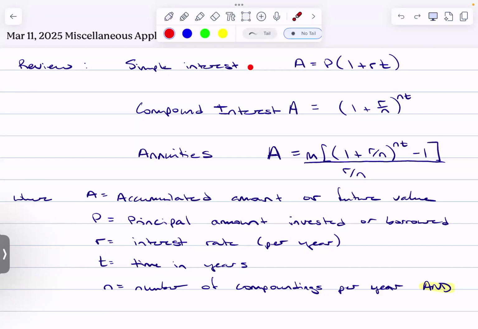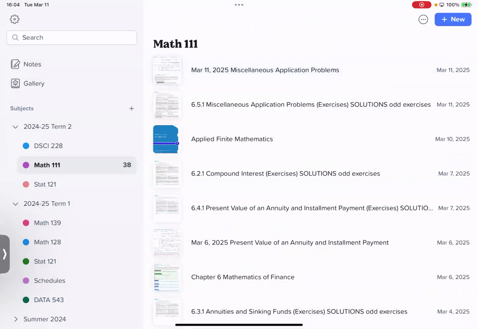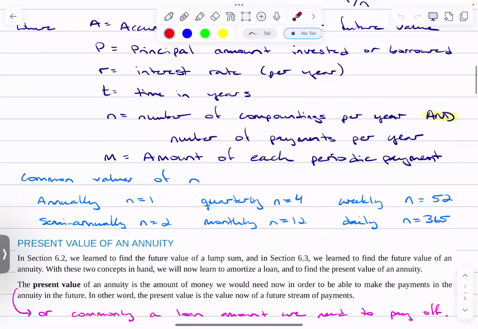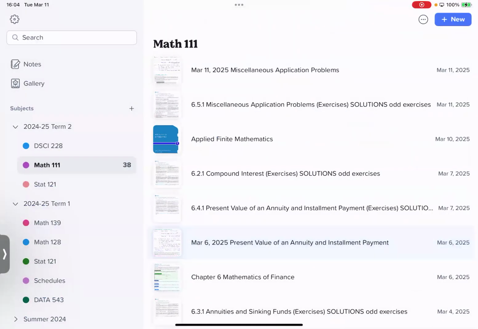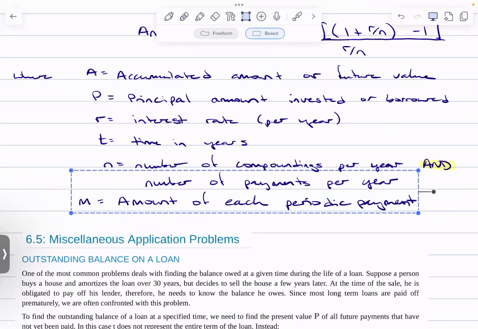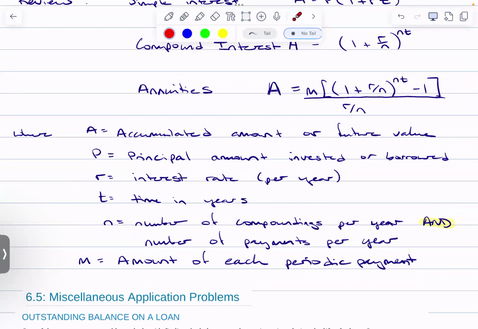We're kind of done with the simple interest, but we did move on to compound interest and annuities where we make regular payments, right? Those are going to be our go-to players. And let me finish copying there. Copy. Paste. So if we have an annuity, then we have regular payments of amount M.